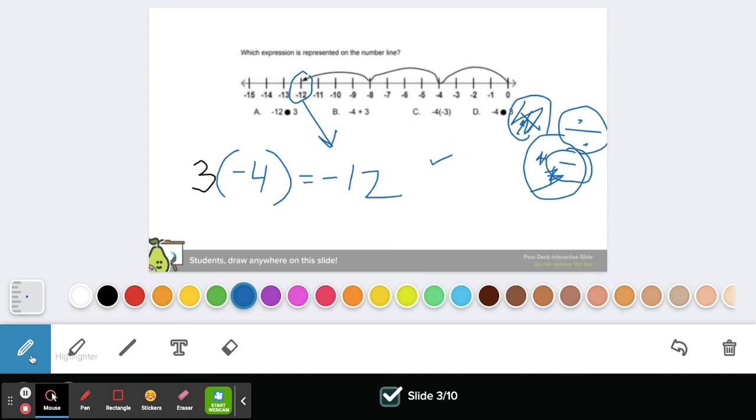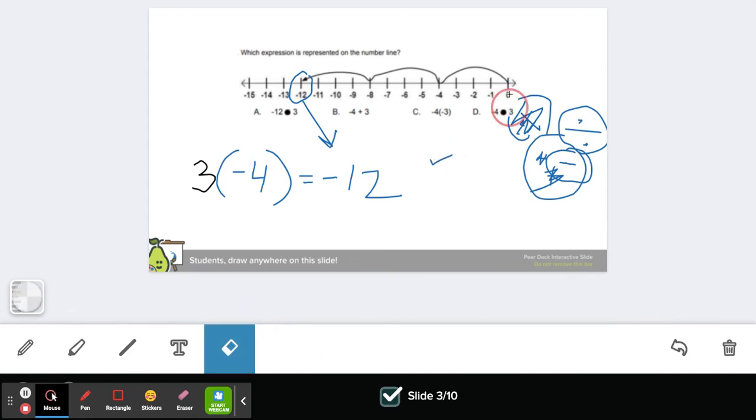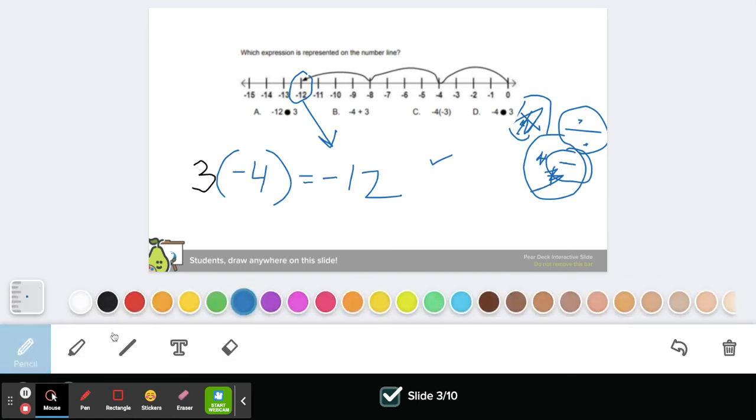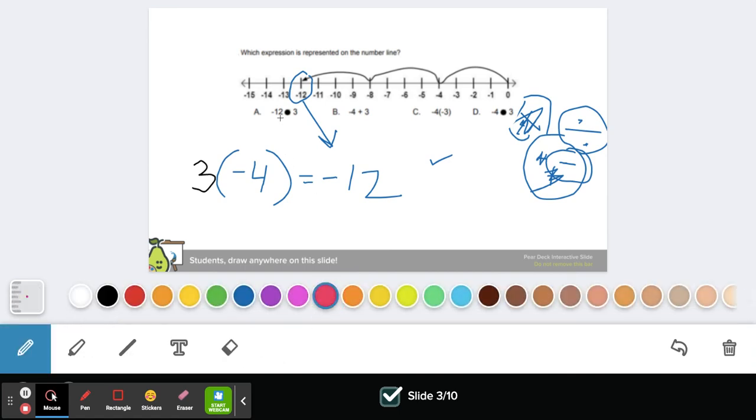Okay, so now looking at my answer choices, I have -12 times 3. Remember, the dot means times. This is not it. I have addition. We never talked about addition, so I'm going to cancel that out. I have both a -4 and a -3. I just told you guys a couple minutes ago that we cannot show a negative group, so this is going to be crossed out, and so my answer has to be D. Okay, so my answer here is D.